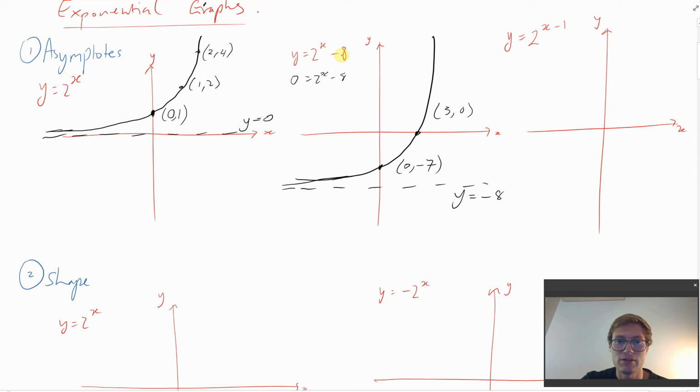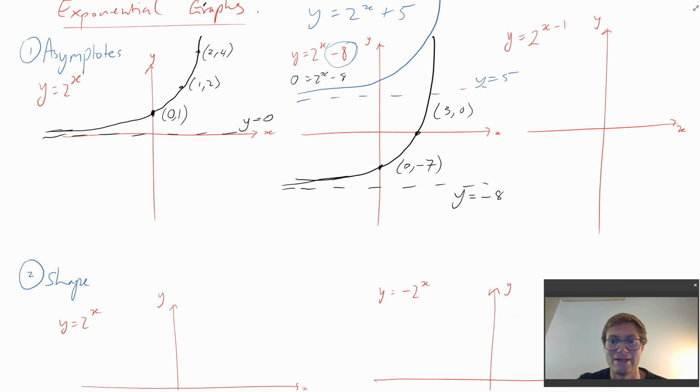So you can see if you just add or subtract a number, that will determine where the asymptote is. I could have done a second one here, like 2 to the power x plus 5, for instance. The first thing I would do there is put in the asymptote up here at y equals 5 and put in my graph. So asymptotes just move up and down.